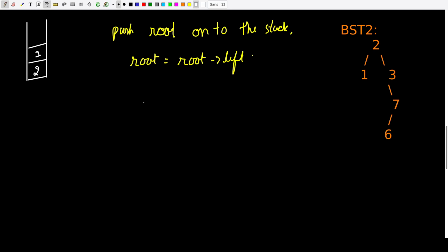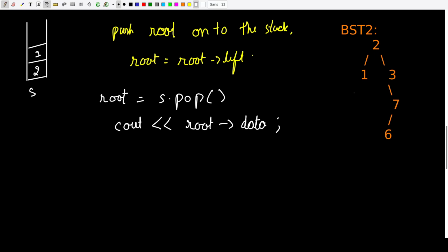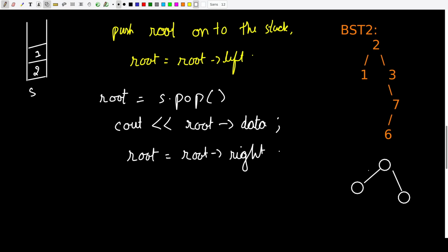Once the root becomes empty, we are going to pop an element from the stack. So let us say this is my stack S. We pop an element from the stack, and we print this element: cout root of data. And after printing the root, we update root by root equals root dot right. So folks, what we are doing over here is, in a binary tree, if we want to perform the in order traversal, we first have to operate on the left part of the tree.